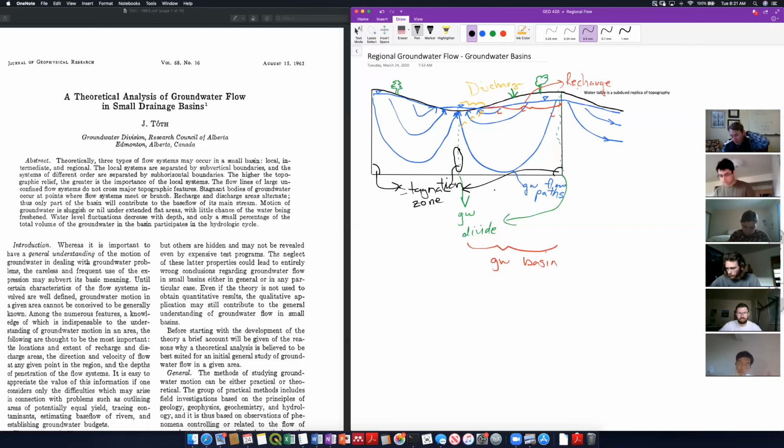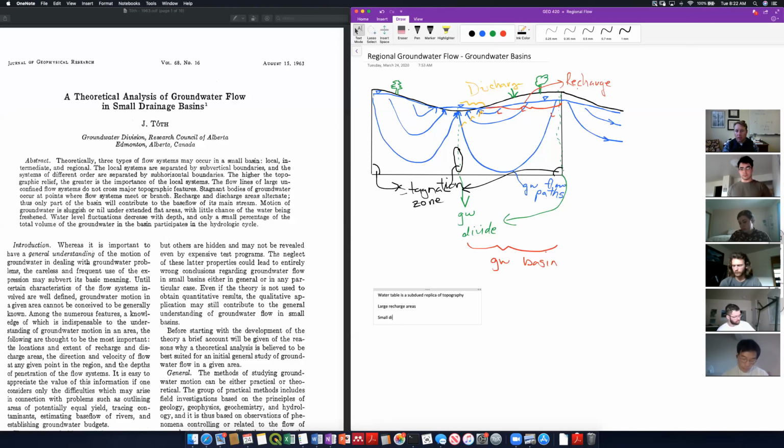All right, so these are some of the terminology that are important to think about when you read the Toth paper. So the main take-homes: the water table is a subdued replica of topography, large recharge areas, small discharge areas, and then we have stagnation zones where the groundwater doesn't really flow anymore.